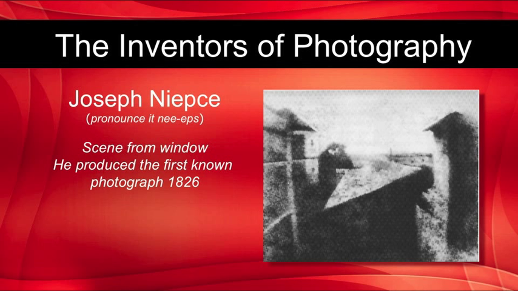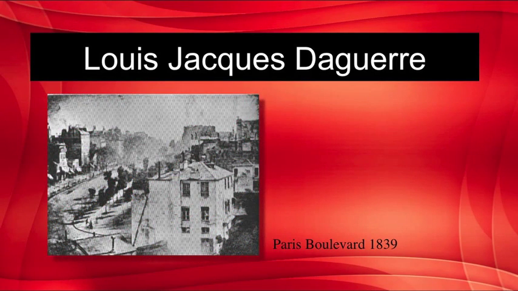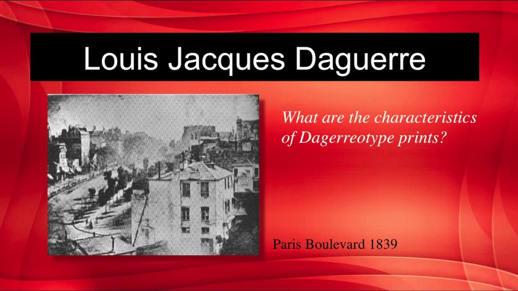Joseph Niepce and Louis Daguerre collaborated or shared ideas until Niepce's death in 1833. Louis-Jacques Daguerre continued this work and in 1839 perfected the process. He presented these to the French Academy of Sciences, and the members marveled at the detail. His prints were called daguerreotype prints. So you need to be able to research and tell me what the characteristics of daguerreotype prints are.